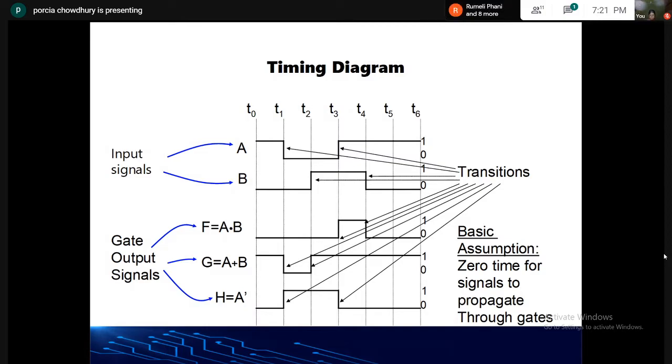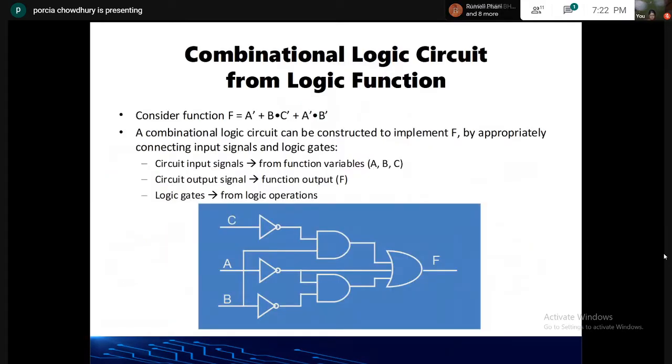Fine. Now the next thing is we have a circuit, a combinational circuit. See, in this circuit we have all three gates. First we have the NOT gates, three NOT gates, then we have two AND gates, and lastly we have one OR gate. So using the symbols we have formed a circuit, and this kind of circuit is called a combinational circuit.